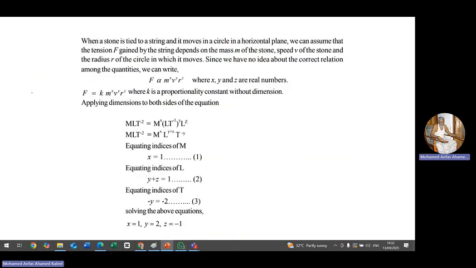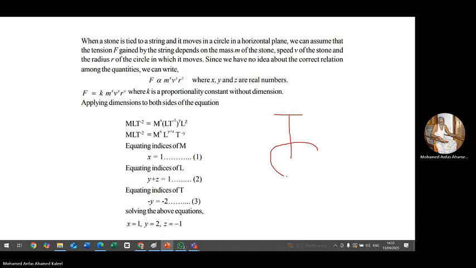Similarly, consider a stone tied to a string and moved in a circle in a horizontal plane. We can assume that the tension F in the string depends on the mass of the stone, the speed V of the stone, and the radius R of the circle in which it moves. Since we have no idea about the correct relations among the quantities, we can write it as follows.